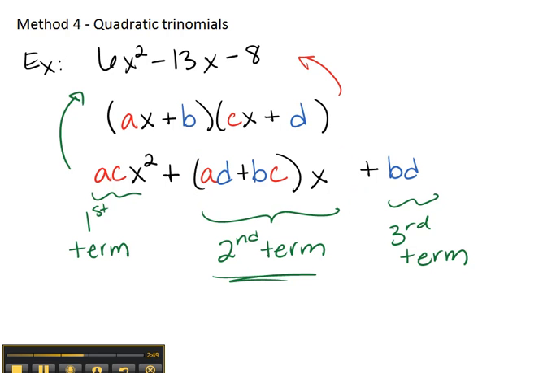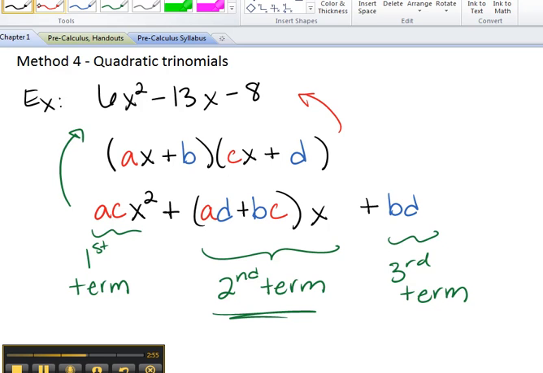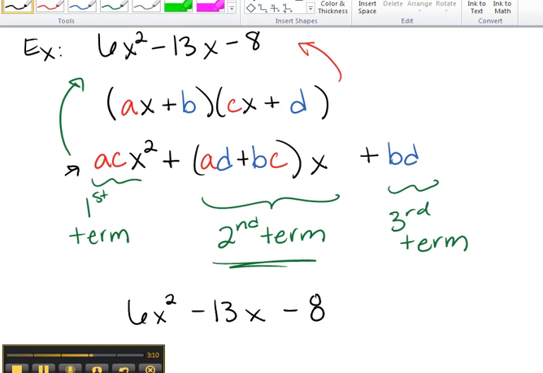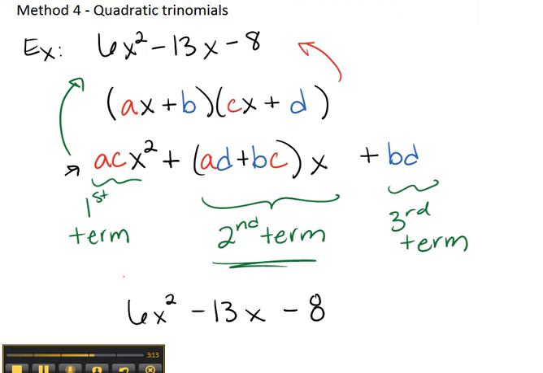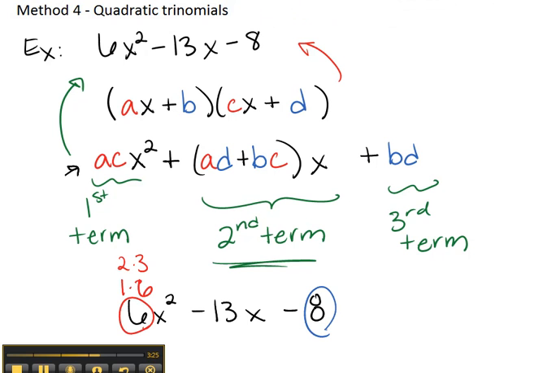Alright, so let's compare this back to our example. This means that with our example of 6x squared minus 13x minus 8, 6x squared needs to be composed of ac. So let's go ahead and figure out all the factors of 6. Those would be 1 times 6 and 2 times 3. We then want to figure out the factors of 8, because that will be our bd. The possibilities for 8 are 1 times 8 and 2 times 4.